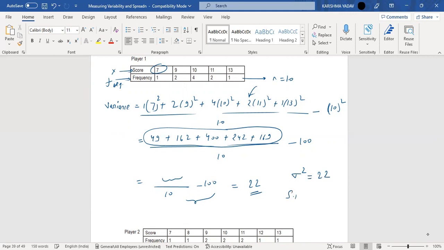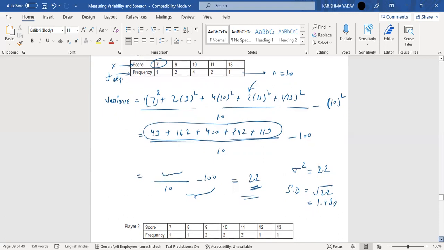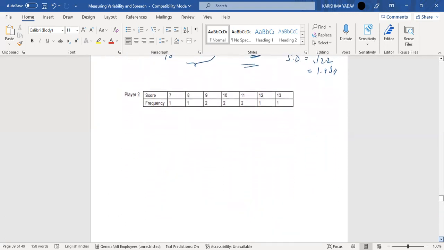Now what is the standard deviation of these values? That is root of 2.2. And what is the root of 2.2? That is approximately, I think, 1.48. I'm sorry about the confusion, the value that will come here is 2.2. So we got the standard deviation 1.48 for the first player.